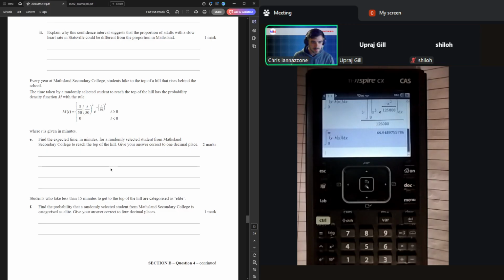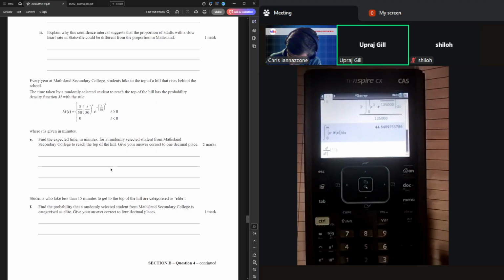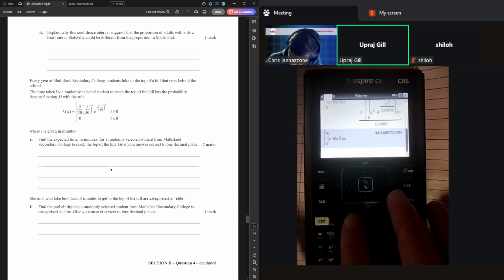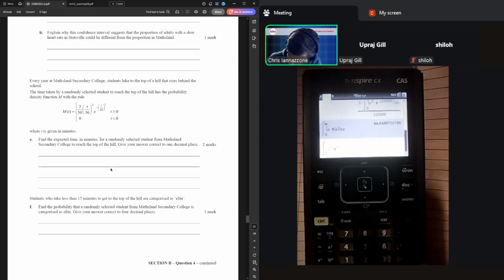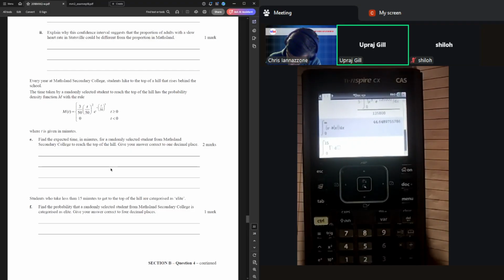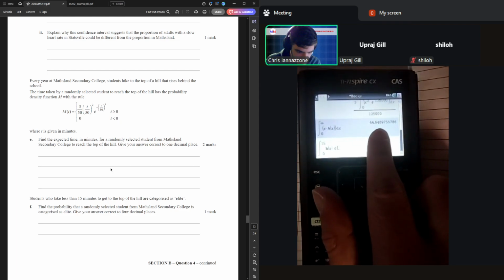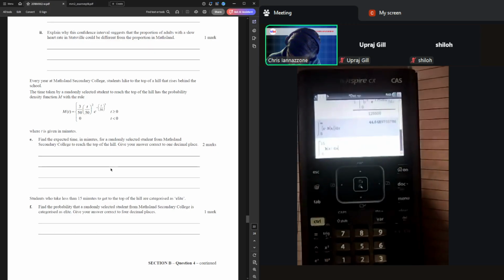With that in mind, do we integrate from 0 to 15 and then put it over the total? Integrate from 0 to 15 and put over total. How do you mean total? Like the answer we just got before, this expected value here.